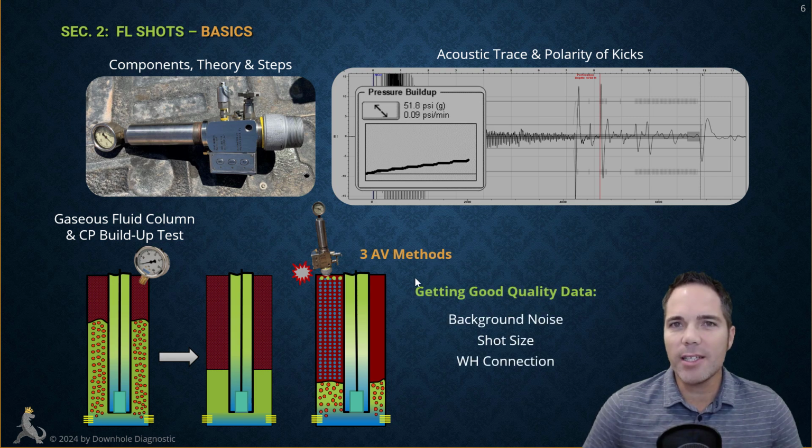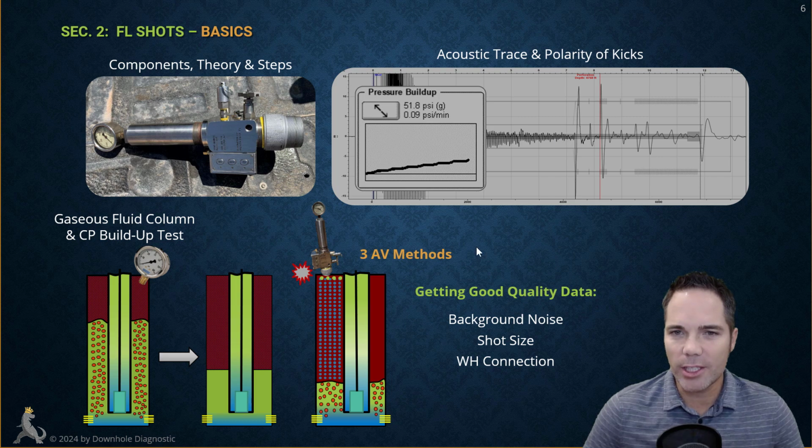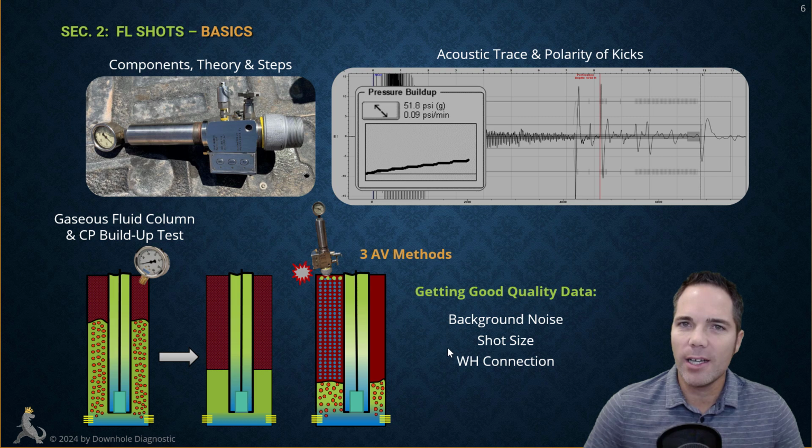Then for the rest of this section, we're going to focus on getting good quality data. So we're going to look at background noise that can basically obstruct or create noise here on the acoustic trace that we don't want to see. We'll look at the shot size. How much should you pressure up the gun? We'll also look at wellhead connection. So how are you tying the gun onto the well? How open is it? How many turns are there? That can limit the ability or the clarity of the signal coming back to the microphone.